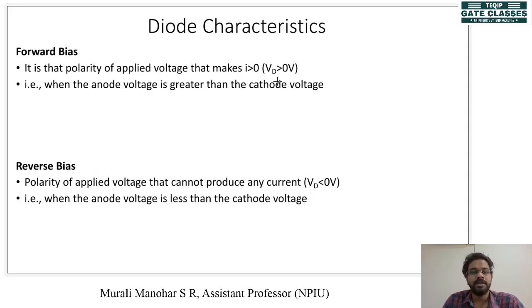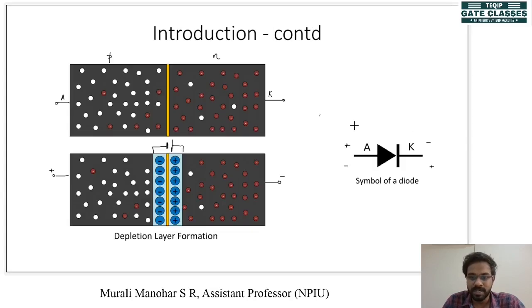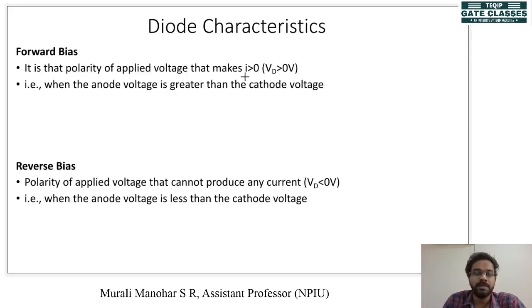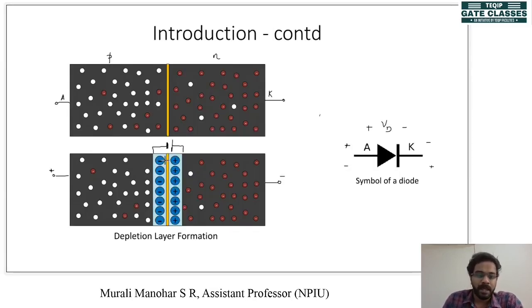So ideally, we can say that the diode voltage, that is the voltage across the diode, we can represent as diode voltage Vd. So this Vd must be greater than 0, but it is actually some value greater than 0. For silicon it is some value, and for germanium it is some other value. We'll see what those values are, and those values correspond to the barrier potential or junction potential of this junction.